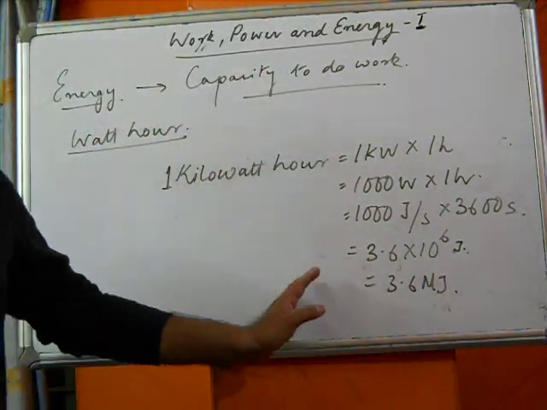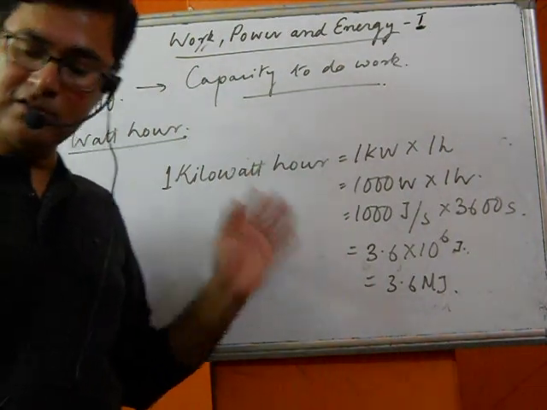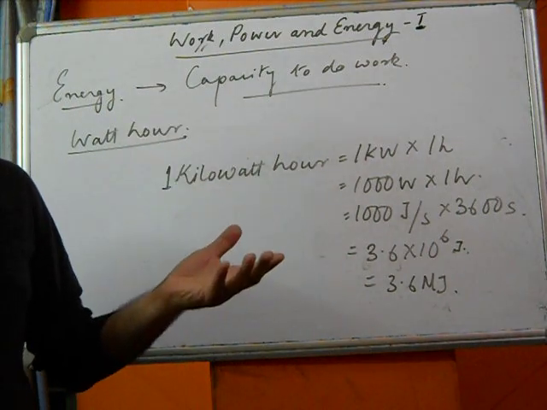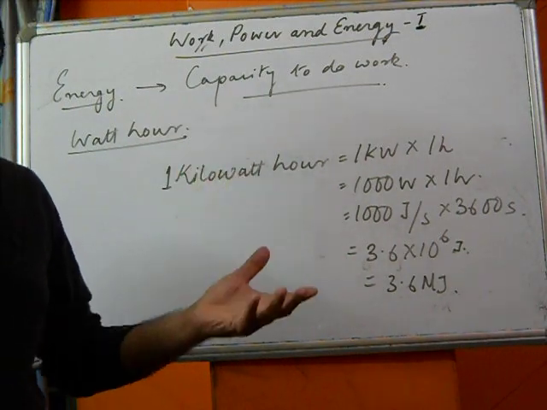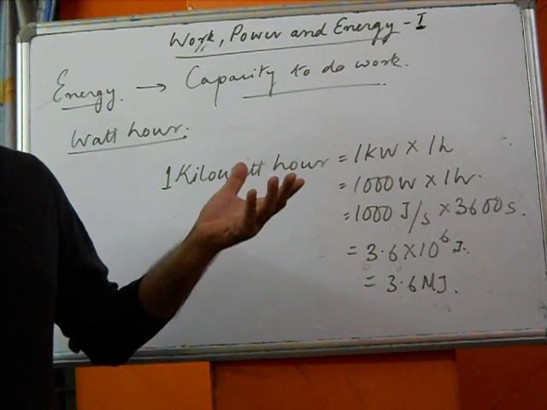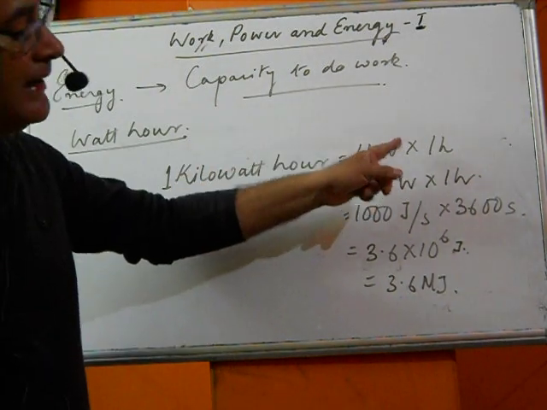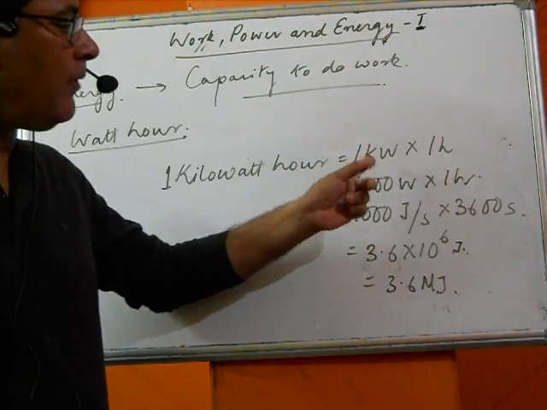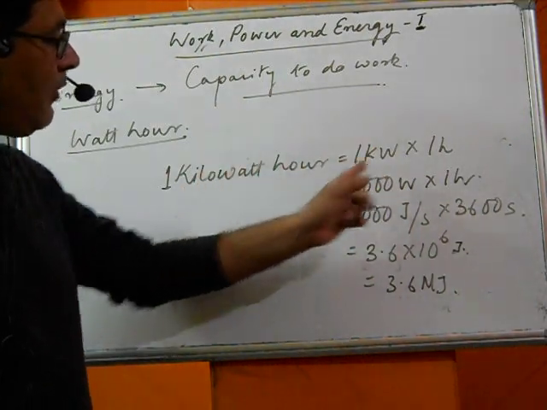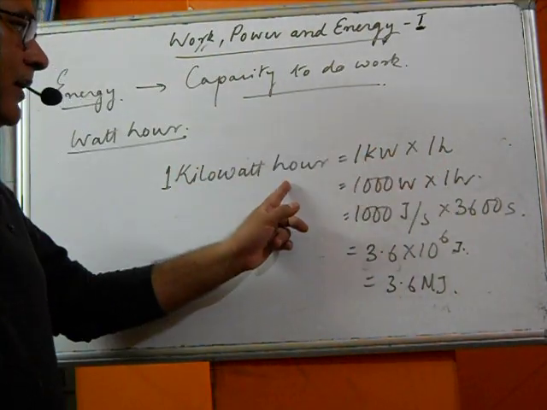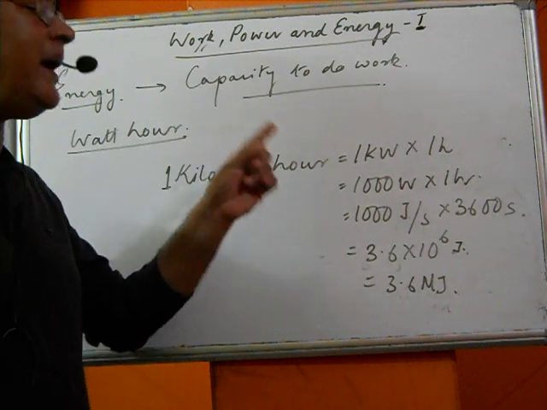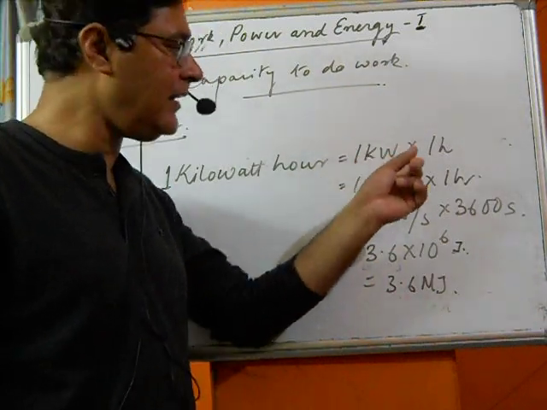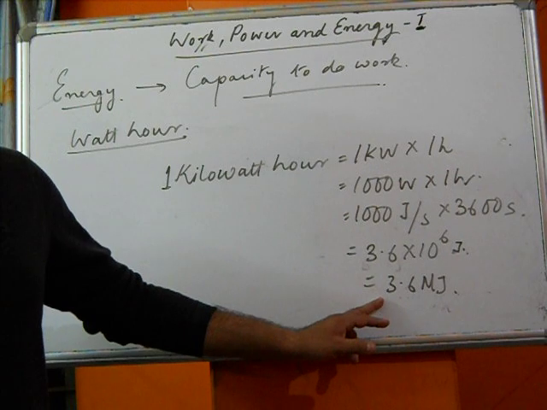Please remember this. It is important for you all because these come very frequently. What is defined as 1 kilowatt hour? 1 kilowatt hour is the electrical energy consumed by an electrical appliance of power 1 kilowatt in 1 hour. This is the power, this is the time. So this makes 3.6 megajoule.